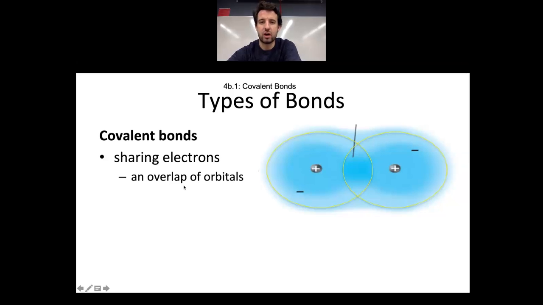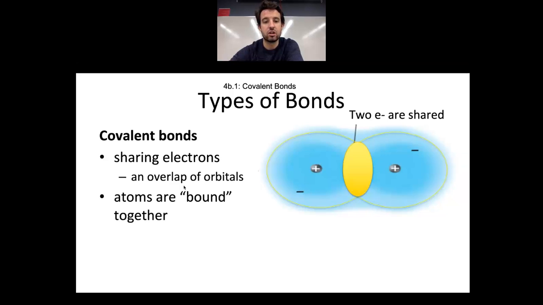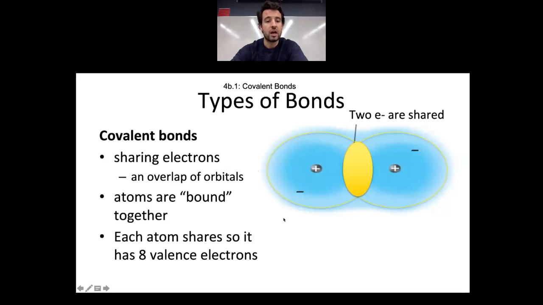In our class, how we'll look at it is by saying how many valence electrons does each have, and then the idea here is that the atoms are bound together once they share two electrons. So one electron from one atom, the other electron from the other atom, they share those two, and that's where we get a covalent bond from. And the idea is each atom shares until it has 8 valence electrons.